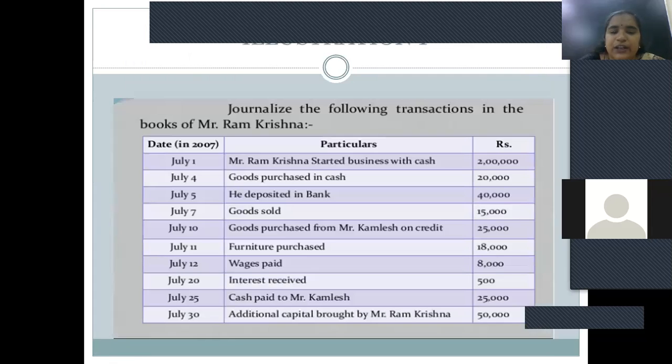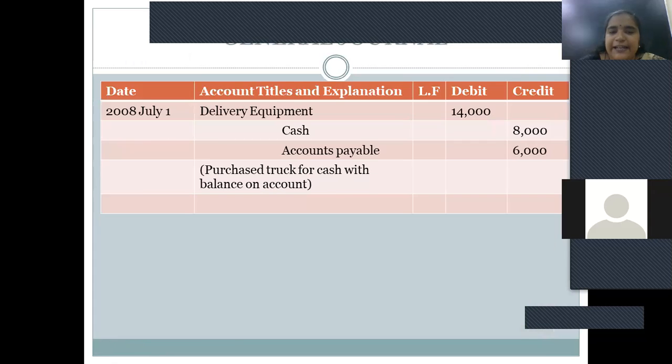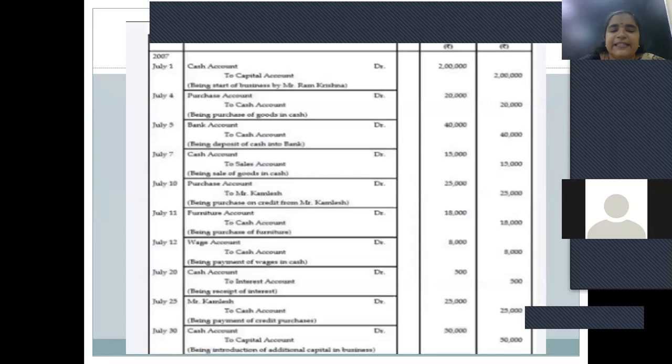Next, on 20th July is interest received, 500 rupees. When you say interest received, anything received means it is income. Any income is always credited, and you are receiving cash, so cash is coming into the business. So cash account is debit 500 rupees, and you are receiving income. Income is always credited. So cash account 500 debit, interest received account 500 credit. Being receipt of interest is the narration.